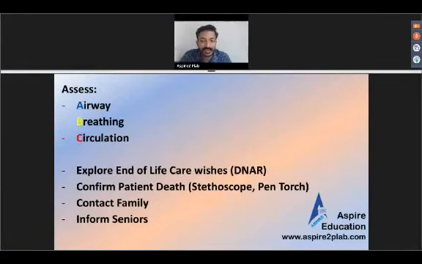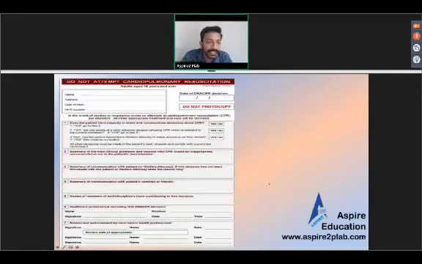So there are some medical notes. You just have to fill in those notes, that you have confirmed the death of the patient, that you have to contact the family, and inform the senior. Everything you have to fill in that form. This is actually a DNAR form. You can find it online as well, and you can see this PPT as well. So this is how it looks.